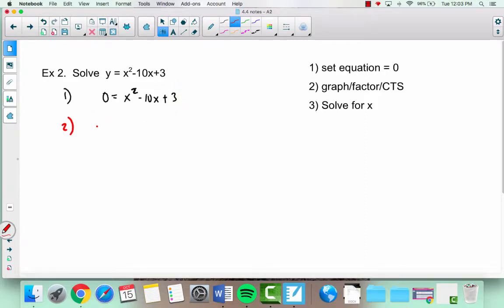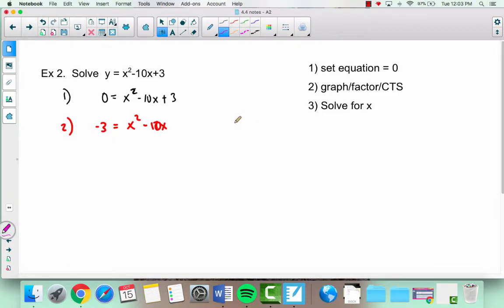So when I do that, I have negative 3 equals x squared minus 10x, and then I have to go ahead and calculate my b value. So I'm going to take my b value, so negative 10 divided by 2, which gets us negative 5, square that, we get 25. So I'm going to add 25 to both sides. Remember, we have to keep our equation balanced. And when we do that, we get 22 is equal to x squared minus 10x plus 25.